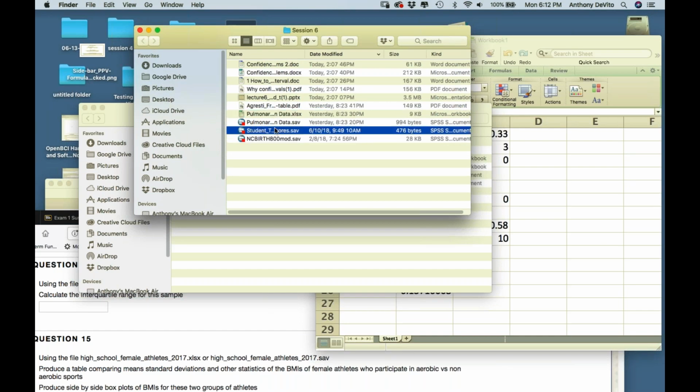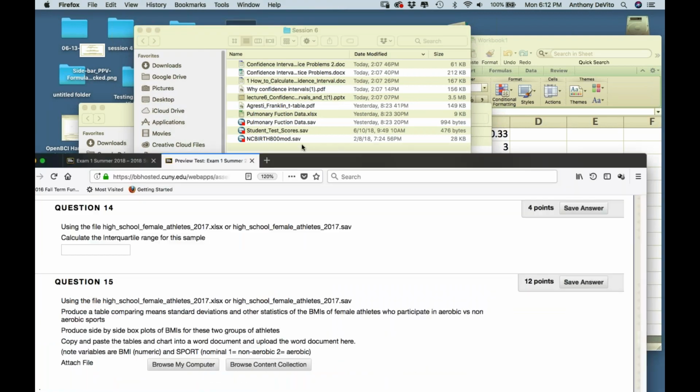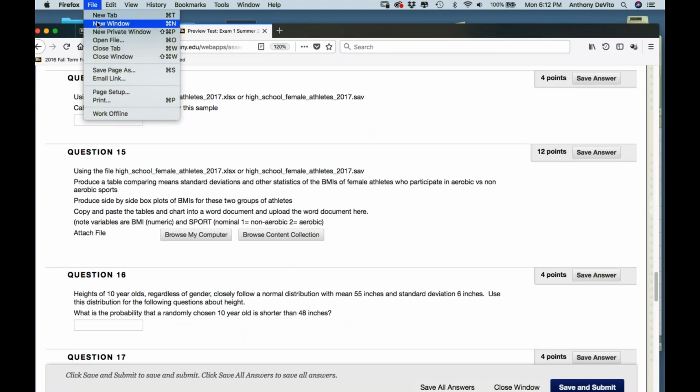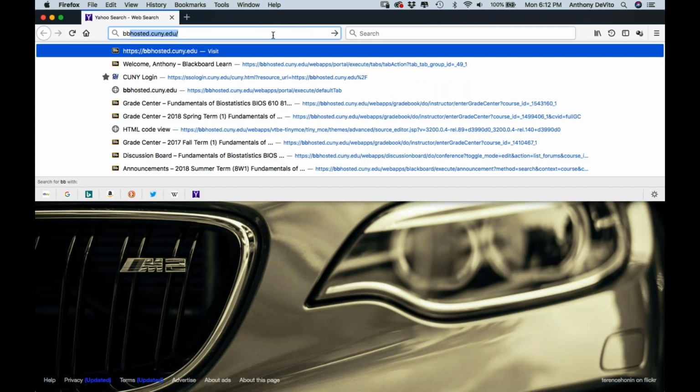Student athletes. Nope, student test scores. No, I don't see it there. Let me get it off Blackboard. I'll go to Blackboard and pick it up there. Let me open a new window so I don't have to close that.